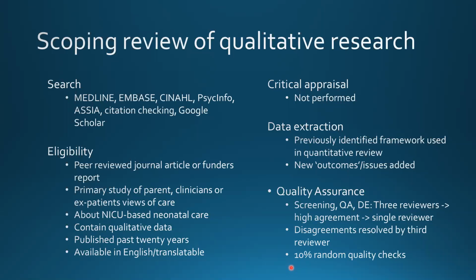And so in terms of quality assurance of that process, again, screening, quality assessment, and data extraction, we had 3 reviewers who screened, quality assessed, and data extracted a subset of studies. And then once we reached high agreement, a single reviewer completed the remainder of screening, quality assessment, and data extraction. And disagreements were resolved by a third reviewer as per the quantitative review. And we also conducted a 10% selection of random quality checks to just double check at each stage.